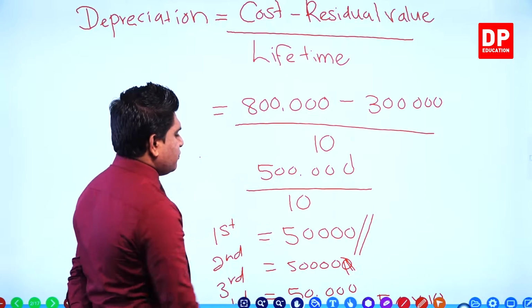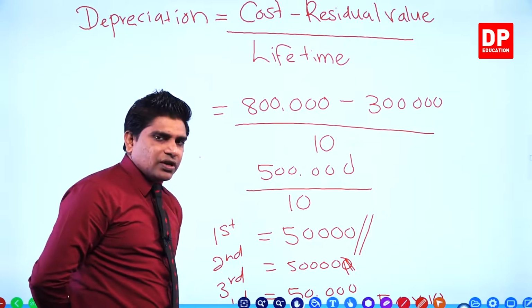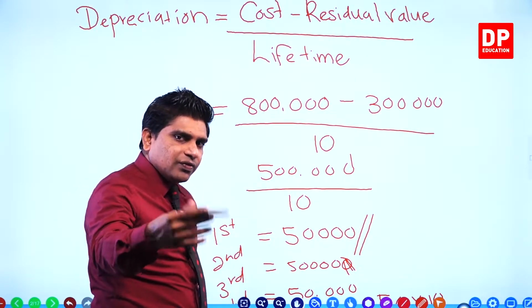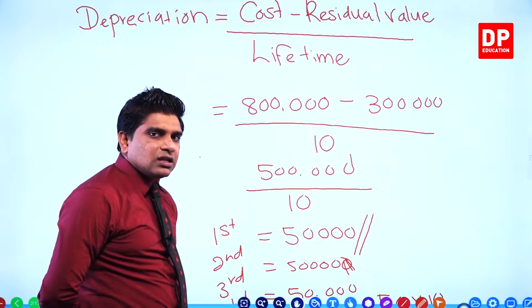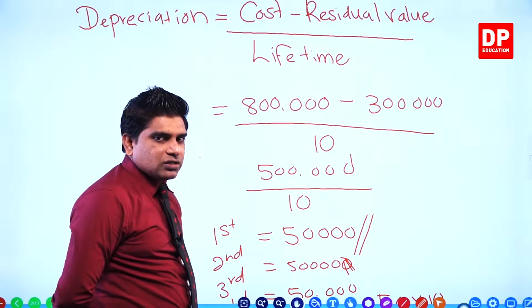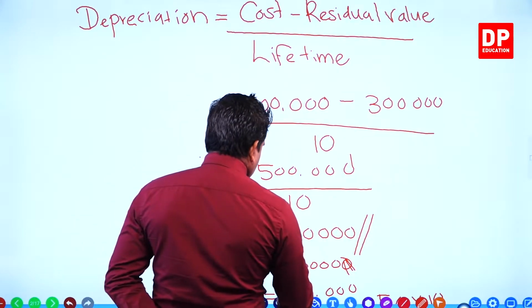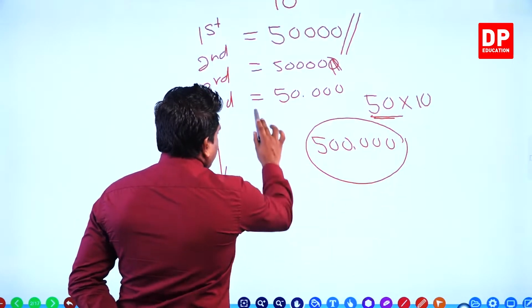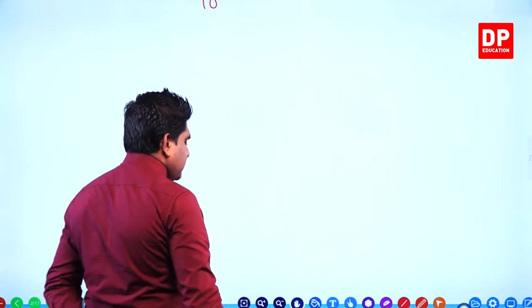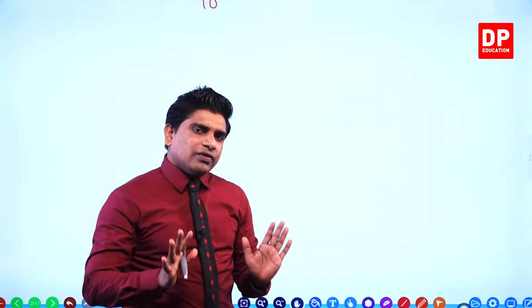Then the first year's depreciation is 50,000, and every year 50,000, 50,000, 50,000. Then over 10 years, we get 500,000. The residual value, you know, means the market value of the remaining part at the end of the lifetime.